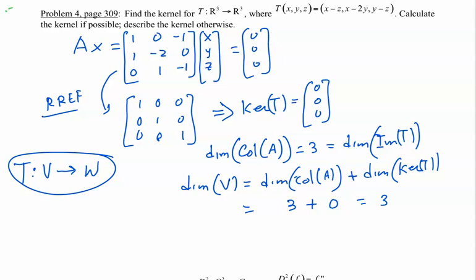All right, this is 5.2. This is the third video. So we're looking at problem number 4. Again, this is a transformation, and T is from R3 to R3, so both are in the same dimension. So we need to find the kernel.